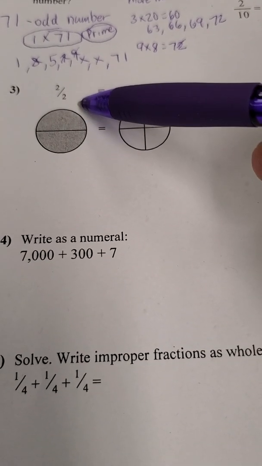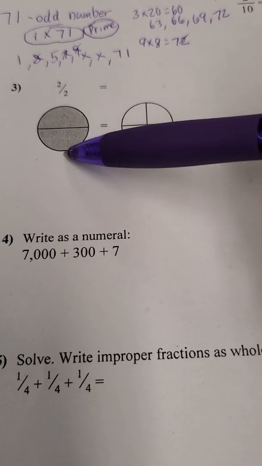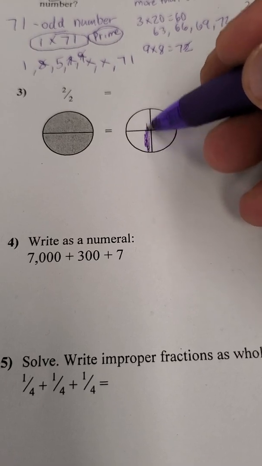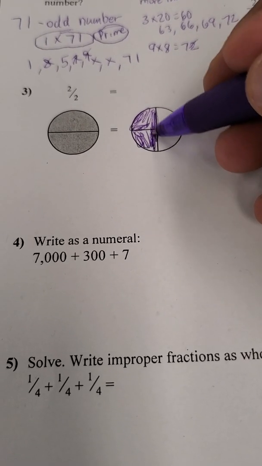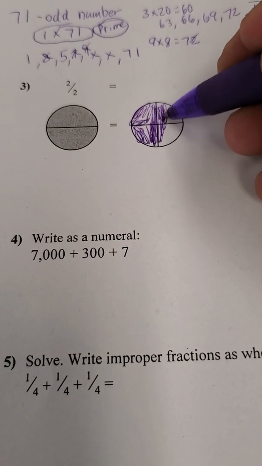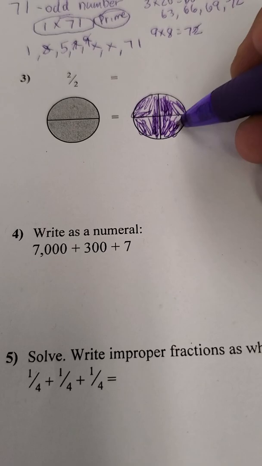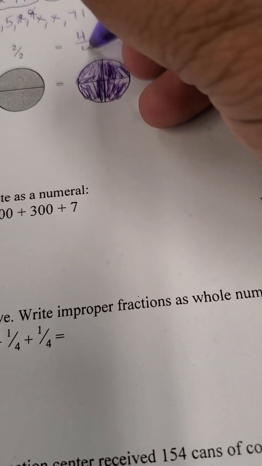For number 3, I want to find an equivalent fraction to this one that's already done. So it's 2 halves. Well, this whole entire circle is shaded in. Then I have to do the same here. And when I look at this fraction, I notice that it's cut into fourths, and all 4 parts are shaded in, so that would be 4 fourths.